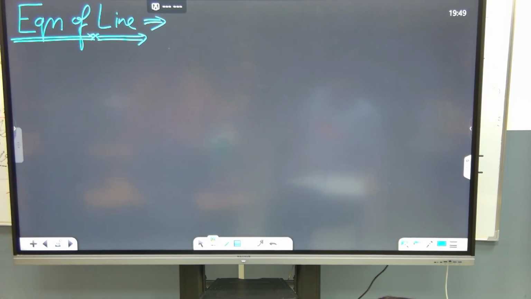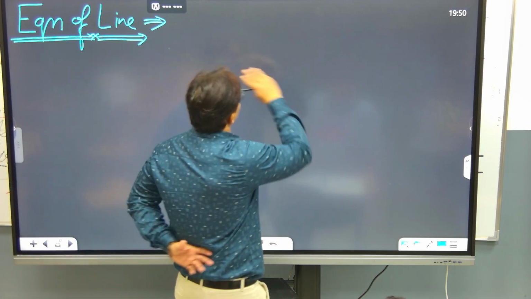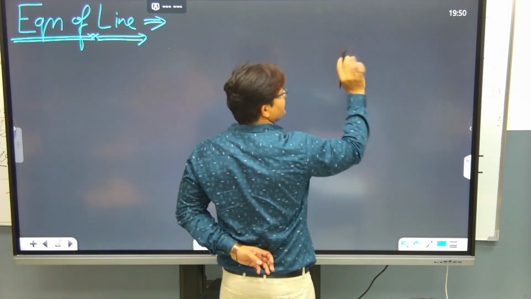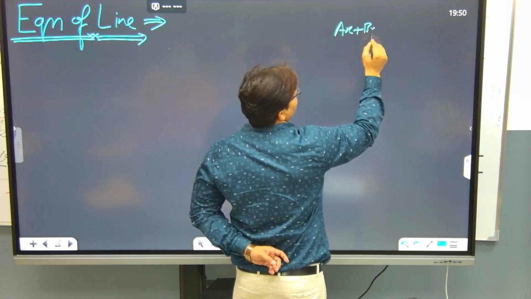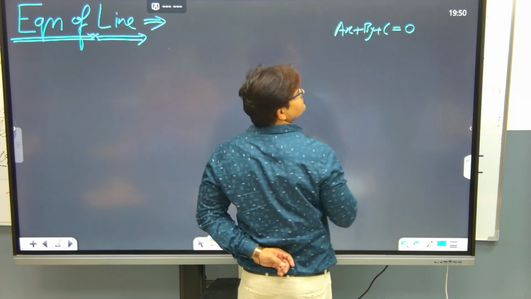Before starting the equation of line, first basic 2D line. Everyone knows the basic concept of a 2-dimensional line. In 2D normal line, we have 7 types of lines. In 7 we have 3 different cases. First line is our general line, ax plus by plus c equals to 0.